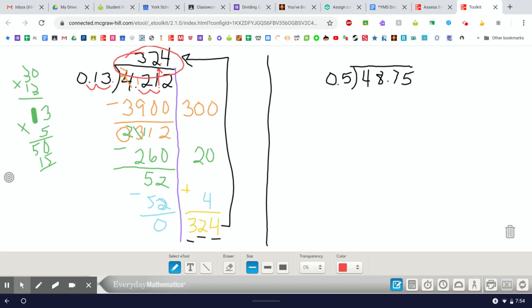Step 1, we know what it is. Let's go ahead and multiply 5 tenths times 10. That gives us 5. So we're going to multiply 48 7/500 times 10 by sliding the decimal over. That gives us 487 5/10. Now, let's go ahead and divide using partial quotients.